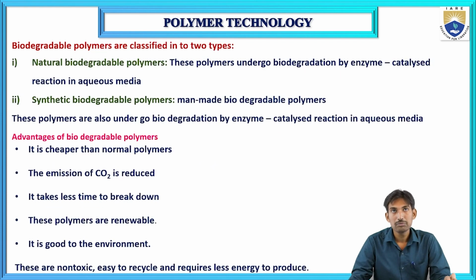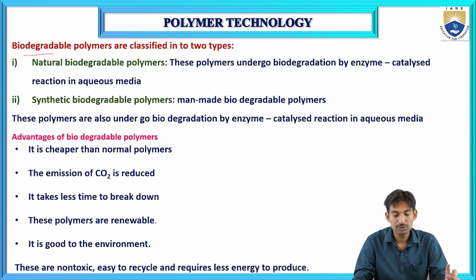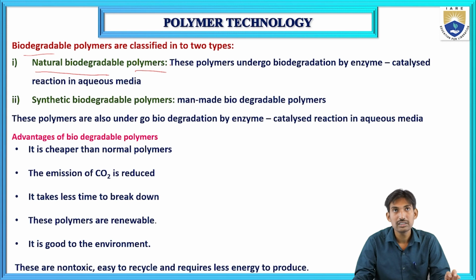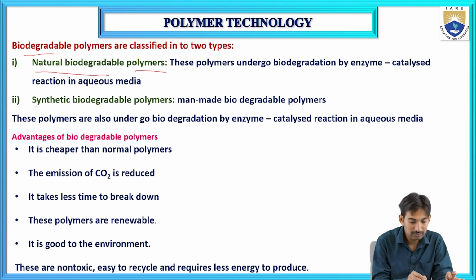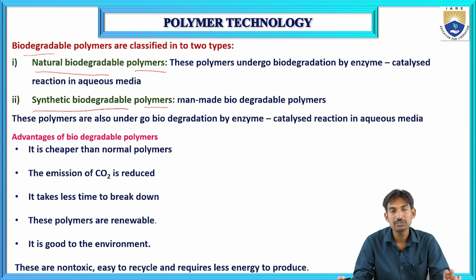The biodegradable polymers are classified into two types. The first one is natural biodegradable polymers and the second one is synthetic biodegradable polymers.